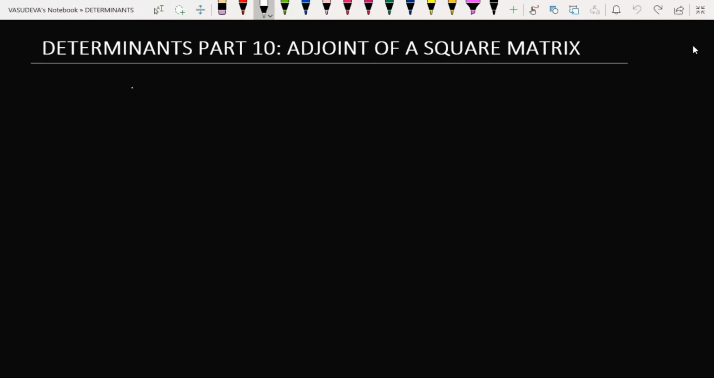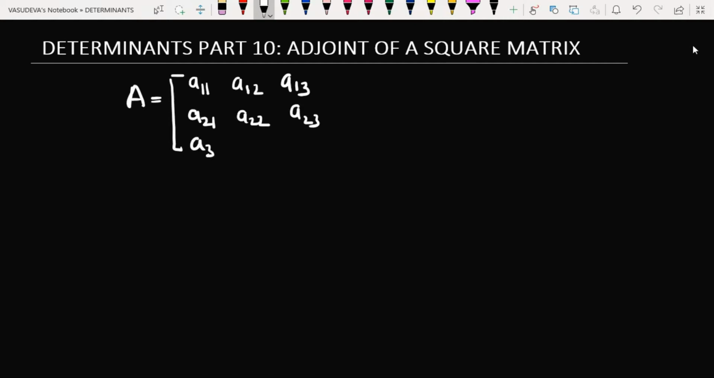Now consider the matrix A is equal to the matrix A11, A12, A13, A21, A22, A23, A31, A32, A33.